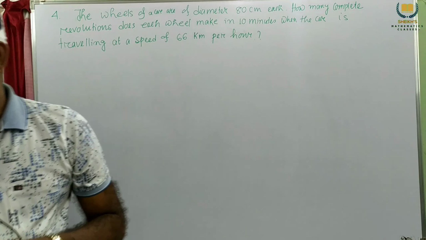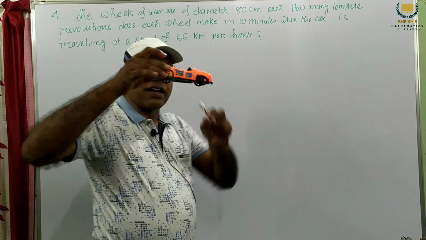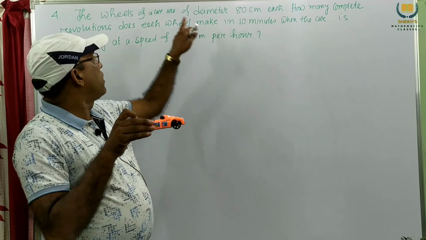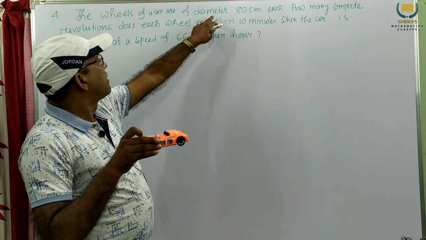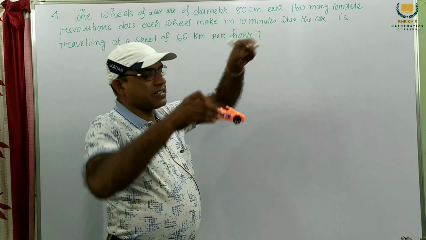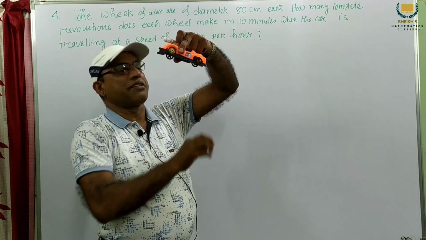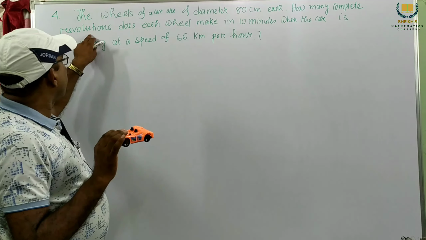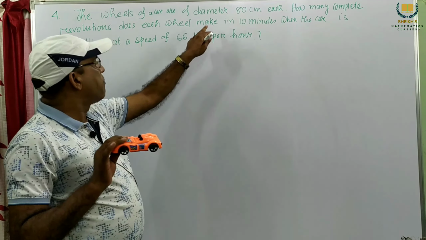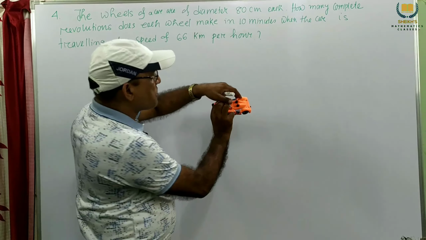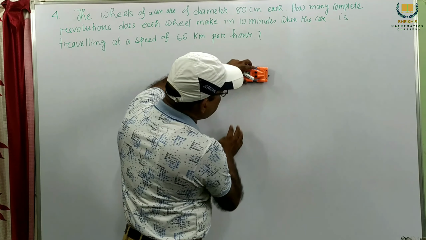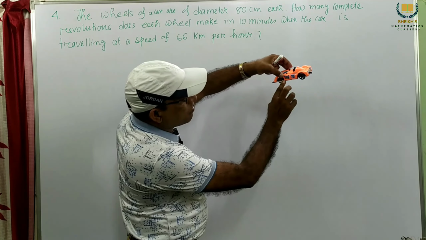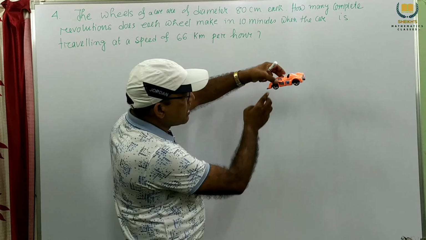Now, wheel of a car diameter is 80 centimeter. Suppose we consider this is the car, these are wheels. So, the wheels of a car are diameter 80 centimeter each. How many complete revolutions does each wheel make in 10 minutes? Suppose in 10 minutes, this goes in this way. How many rotations we have? Complete revolution. This is one revolution, this another, this another.